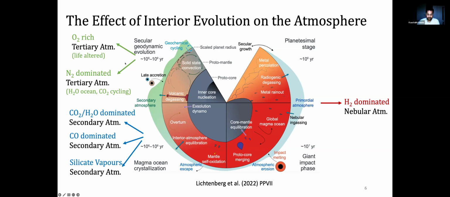And further, for example, on Earth, life has altered the atmosphere by producing large amounts of oxygen. And then, of course, oxygen is a big player in atmospheric chemistry. But yeah, so this is how the interior can completely modify the atmosphere depending on its stage of evolution. So this already gives you an idea of the diversity you can expect.